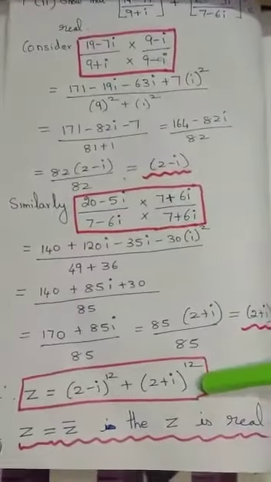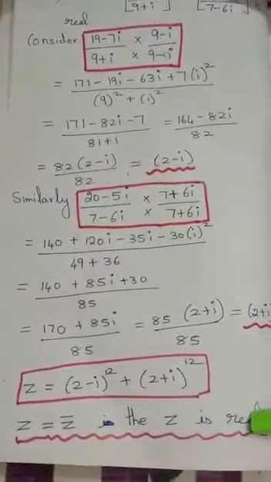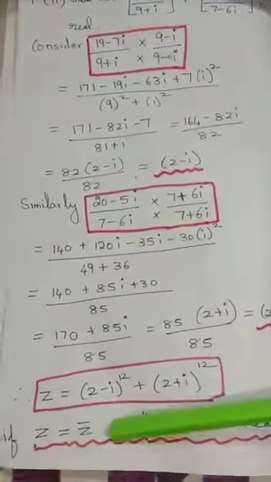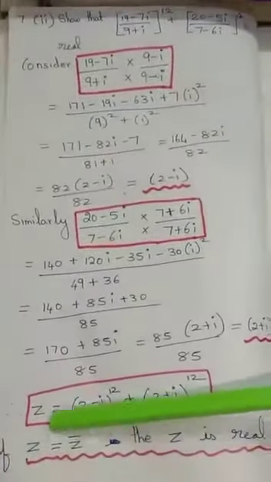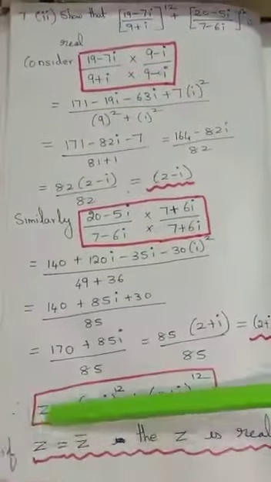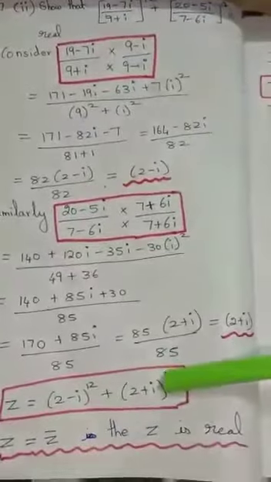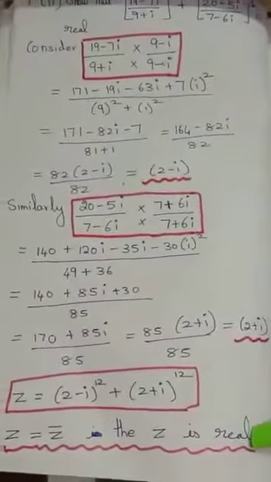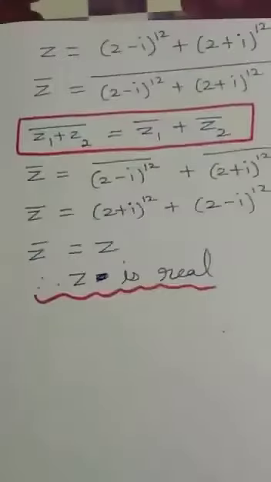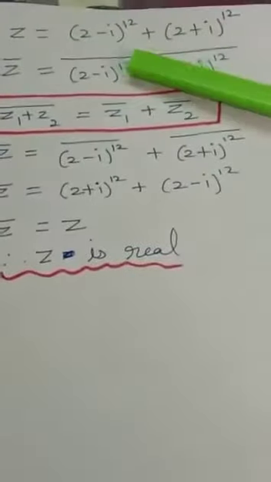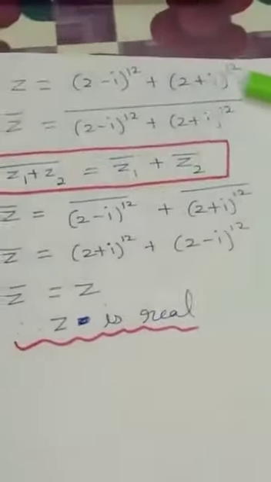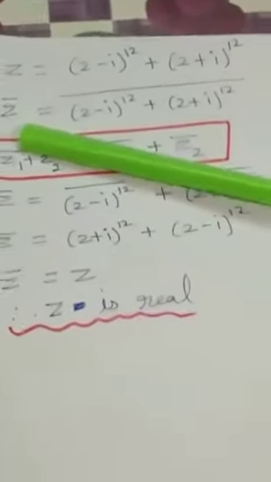What we have learned in the property: Z is real only when Z is equal to Z conjugate. So what we have to show is that for Z conjugate also we get the same answer. If we get for Z conjugate the same answer, then it is understood that Z is real. So Z is equal to 2 minus i to the power 12 plus 2 plus i to the power 12. Now let me find out Z conjugate.